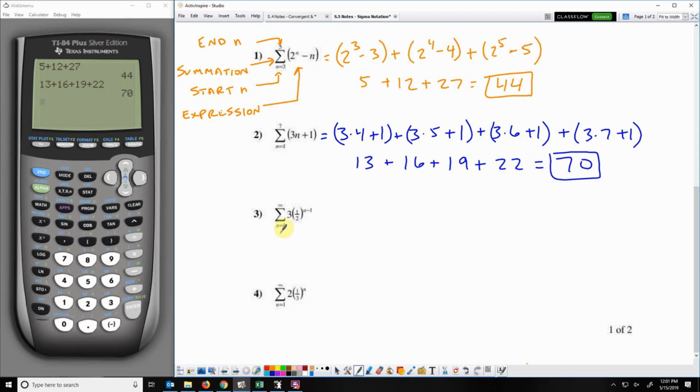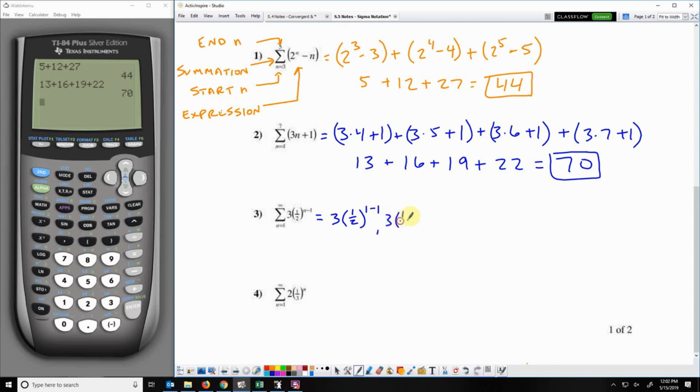Number 3, we have terms 1 through infinity for this sequence. Now that can only possibly be done if there is a common ratio that is between -1 and 1. So the first thing we need to do is find out what that common ratio is. Okay, so we'll find the first three terms so we can find out if there's a common ratio and what that ratio is. So 3 times 1/2 to the n minus 1, so 1 minus 1.